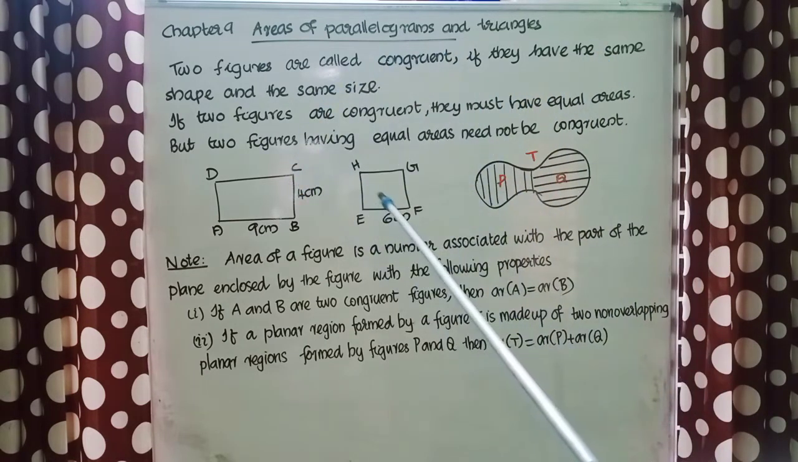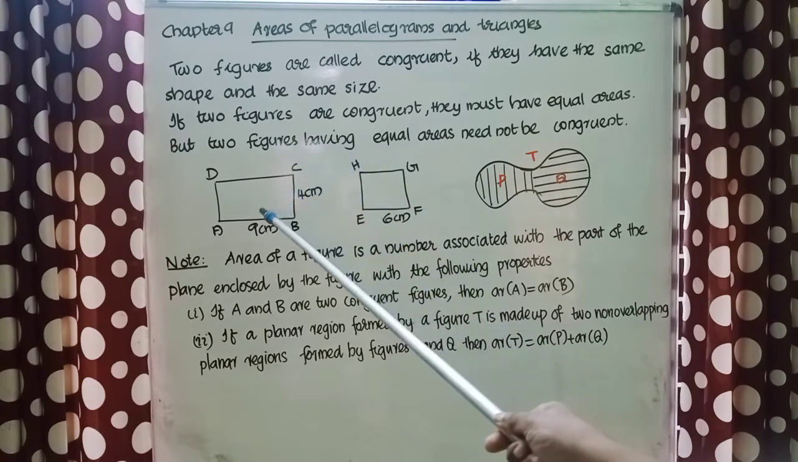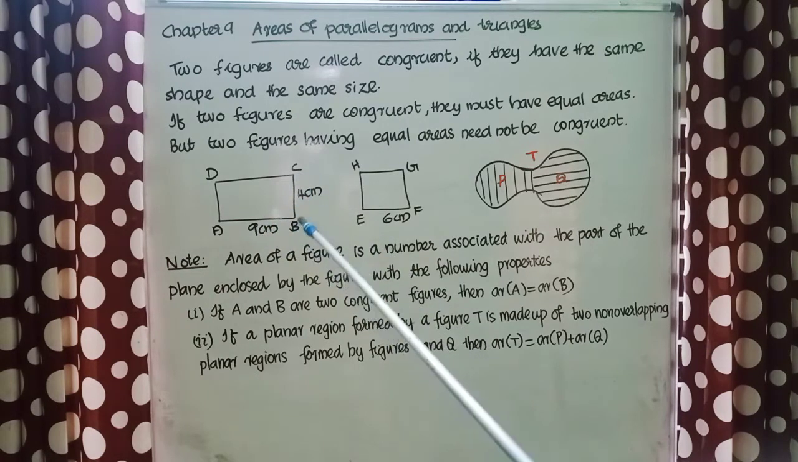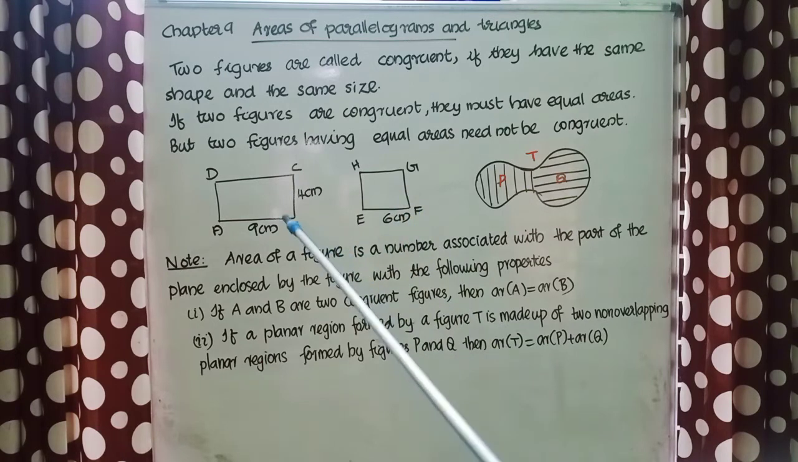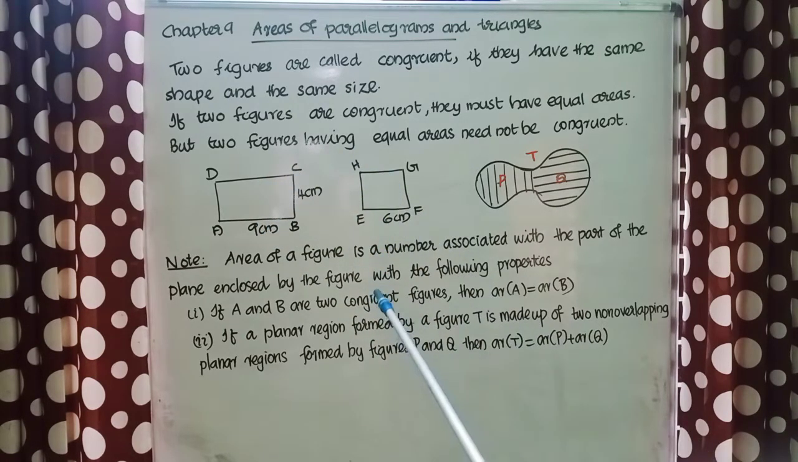For example, you see here I have drawn a rectangle and a square. The rectangle has length 9 cm and breadth 4 cm. The square has side 6 cm. Both have area: here 9 into 4, 36 cm square, and here 6 into 6, 36 cm square. Same area. But we can see their shape is different.